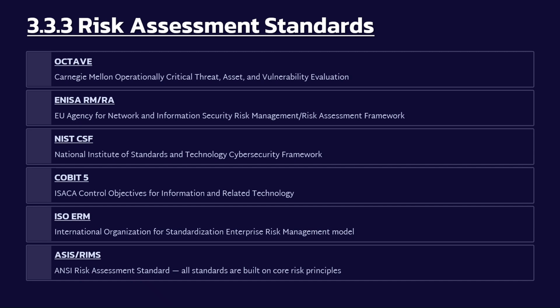ENISA risk assessment frameworks provide guidance for managing information security risks. The NIST cybersecurity framework offers widely adopted guidelines for identifying, protecting, detecting, responding to, and recovering from cyber incidents. COBIT provides governance and management practices for information and technology systems. The ISO Enterprise Risk Management Standards support organizations in integrating risk management across all business activities. Finally, ASIS risk assessment standards provide guidance specifically aligned with security and protection management practices. These frameworks help organizations build structured, consistent, and effective risk assessment processes.